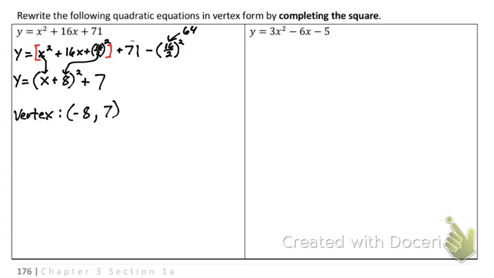So if you're ever not sure if you have to do a negative or positive, plug it in. If I had a positive 8, 8 plus 8 would be 16. 16 squared plus 7 does not equal that 7. When you plug this in, you have to get 7 out.